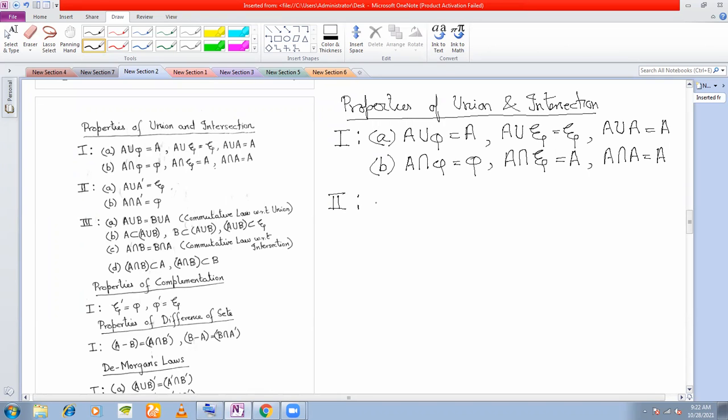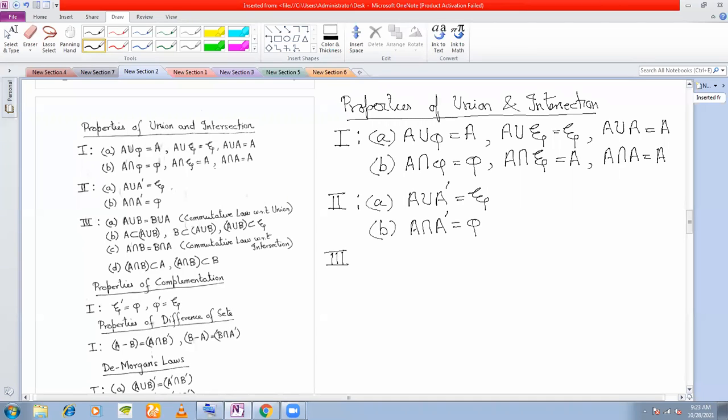Second property with respect to union. A union A complement. The union of A with its complement will always give you the universal set. Obviously, because A complement consists of all those elements that are not there in A. So therefore, if you take A and all the elements that are not there in A, you will get the universal set. Next, A intersection A complement will be a null set, because A complement consists of those elements that are not there in A. So obviously nothing will be common between the two. So A intersection A complement will be a null set.